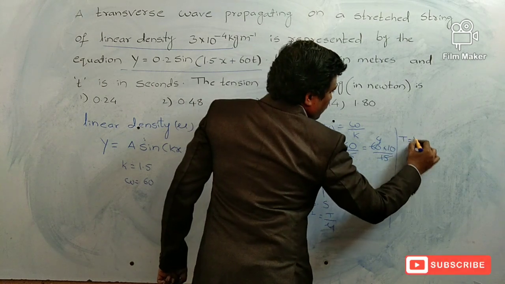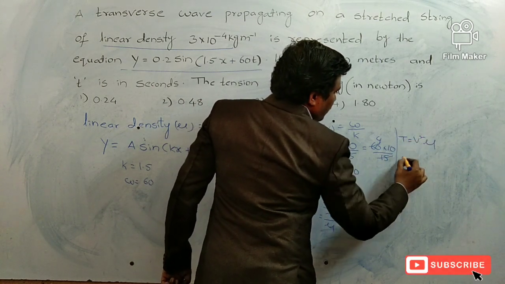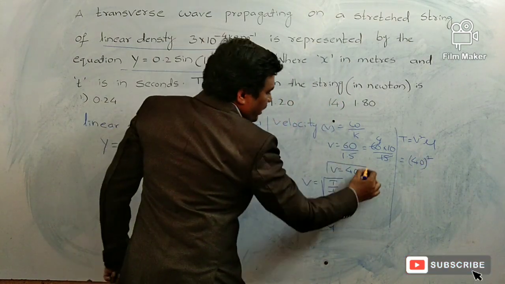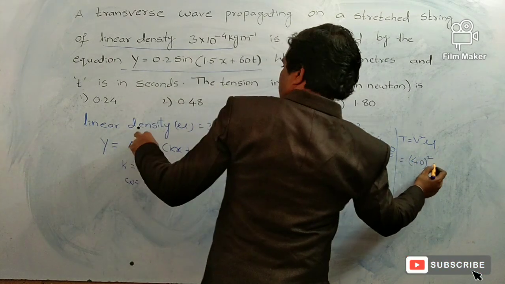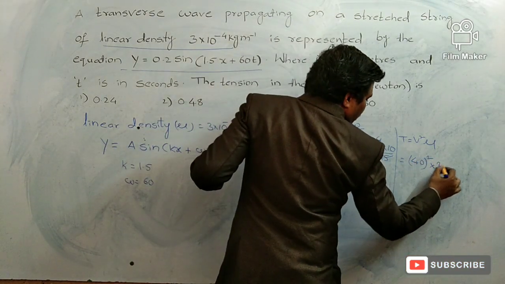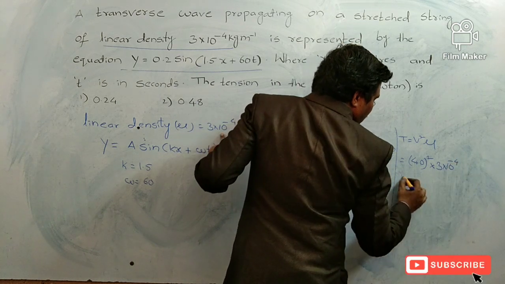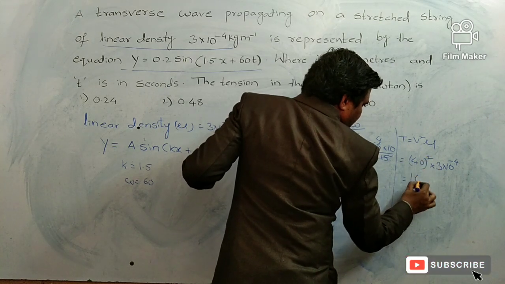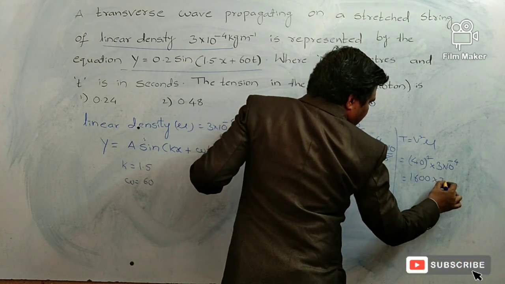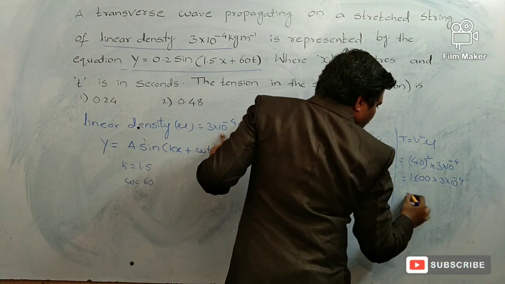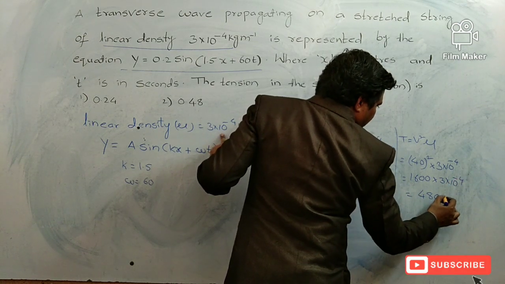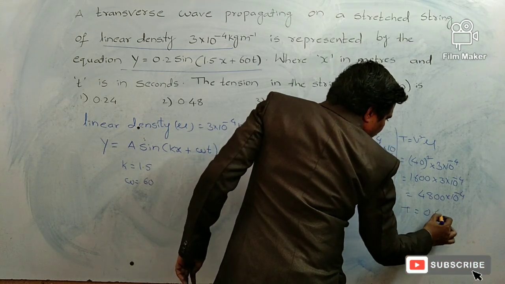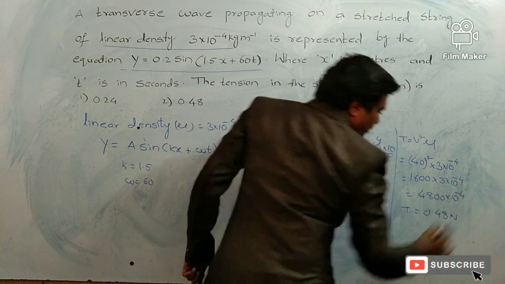Here T equals v square mu. What is the v value? It is 40 square. The v value we got is 40, and mu is 3 into 10 to the power of minus 4. So it is 4 square, it is 16, so it is 1600, and it is 3 into 10 to the power of minus 4. So it is 4800 into 10 to the power of minus 4. So it becomes 0.48 newtons.